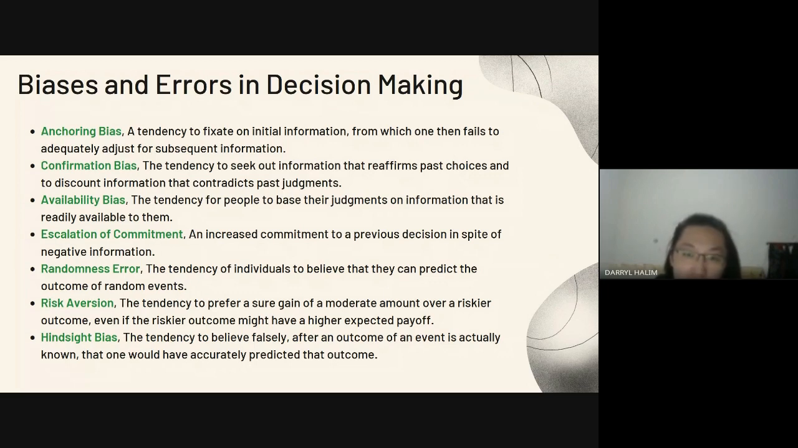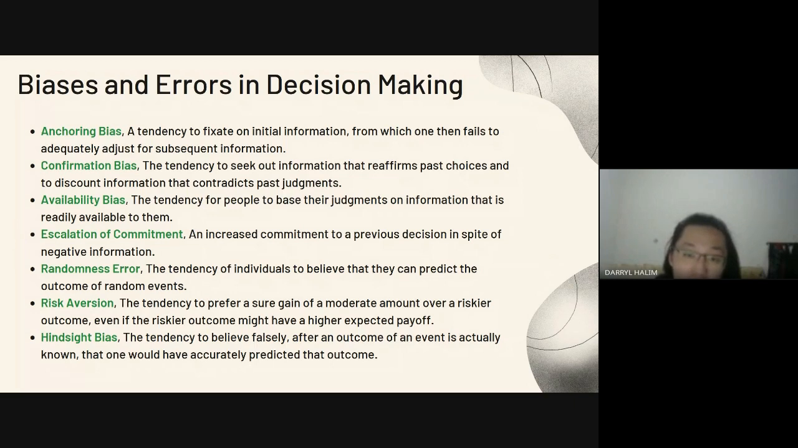The second one is confirmation bias. It's the tendency to seek out new information that confirms our prior decision. We are stuck to that one decision, even though it's wrong, but yet we still seek out information that confirms it.